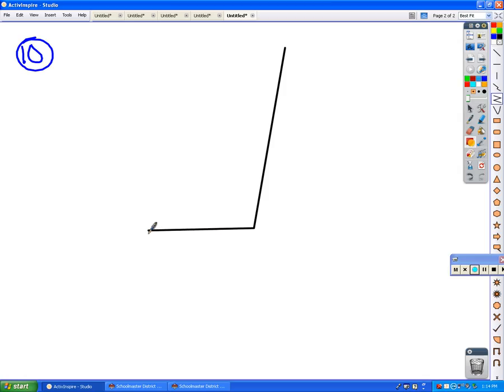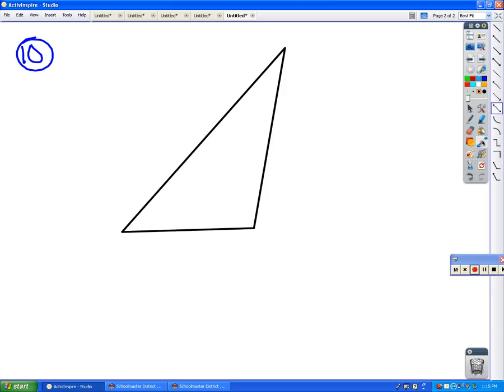Okay, number 10. So number 10 is only just a little bit tricky because things are divided up into multiple pieces, but the idea is the same.